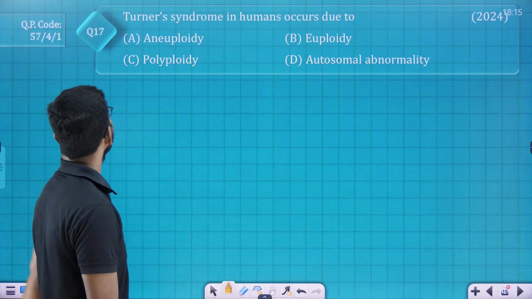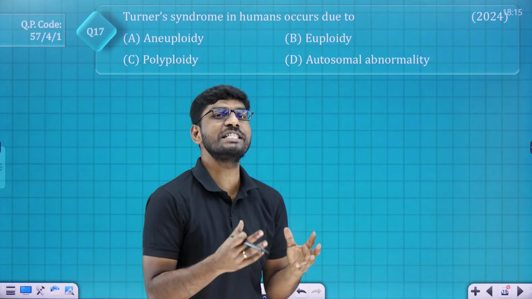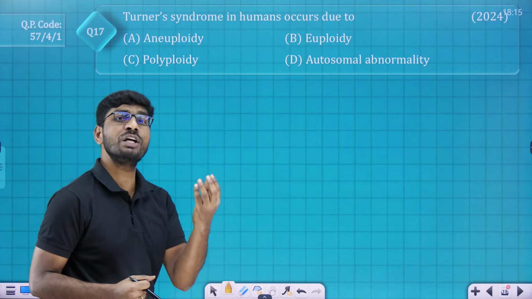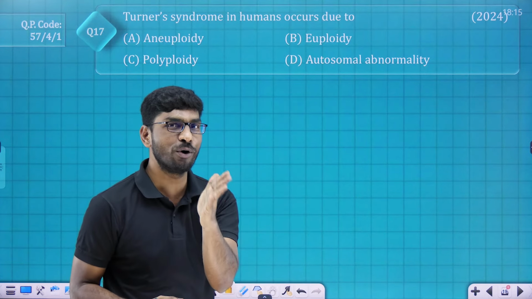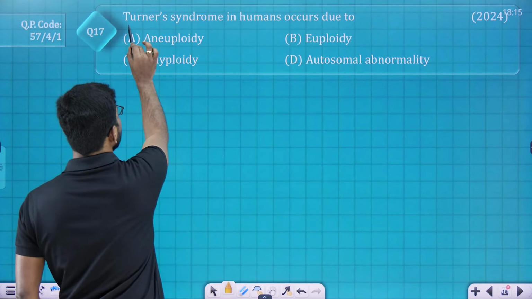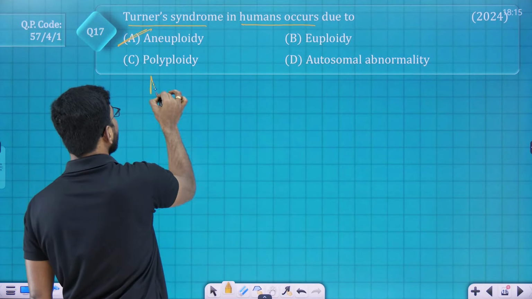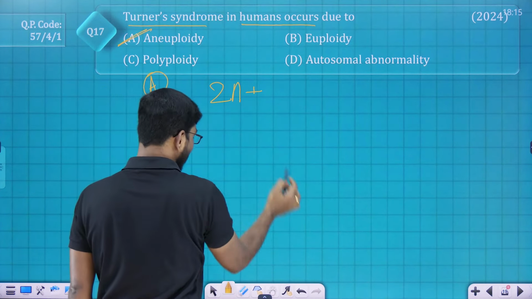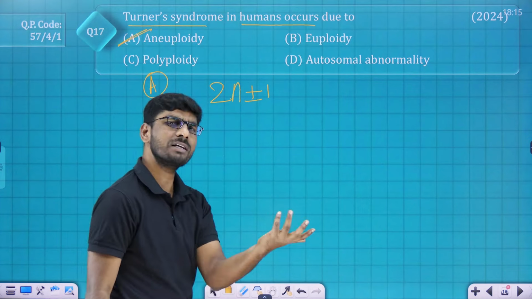Next question, 2024. Turner syndrome. This is not actually related to this chapter. This is actually principles of inheritance and variation. Can you answer this question? Turner syndrome is actually monosomy in female, 44 plus X0. In female, 1 X chromosome will be absent. So Turner syndrome in human occurs due to aneuploidy. Aneuploidy is what? 2n minus or plus 1. Yes or no? Plus or minus 1 is aneuploidy. So the right answer is aneuploidy.